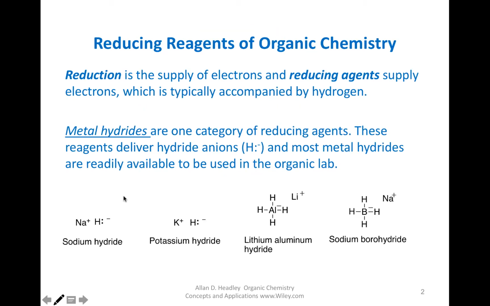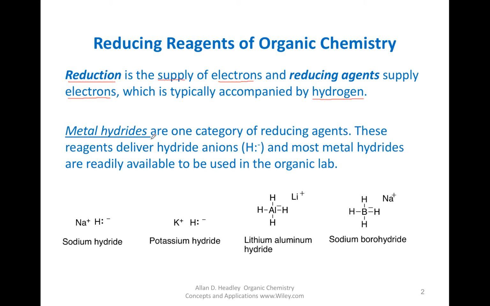So let us look at some specifics here. Reduction. As we have covered in a previous chapter, reduction is the supply of electrons. Notice electrons, and remember that electrons are negative. So reducing agents supply electrons, and that process is typically accompanied by a supply of hydrogen.